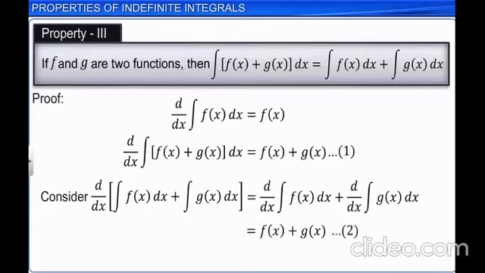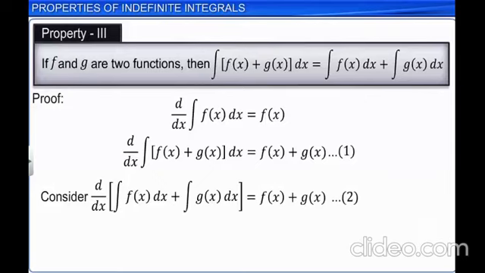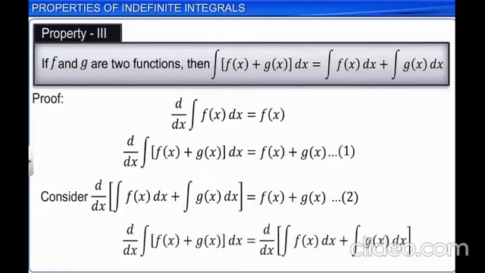Now, from equations 1 and 2, it can be observed that the derivative of integral of f of x plus g of x into dx is equal to the derivative of integral of f of x into dx plus integral of g of x into dx. Let's take this as equation 3.